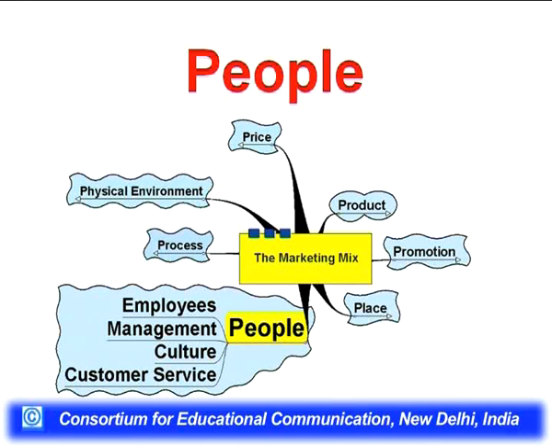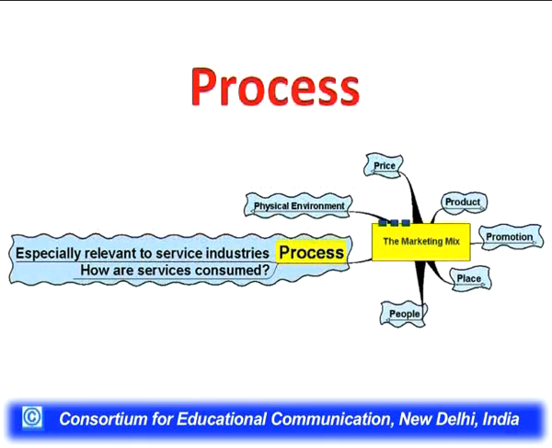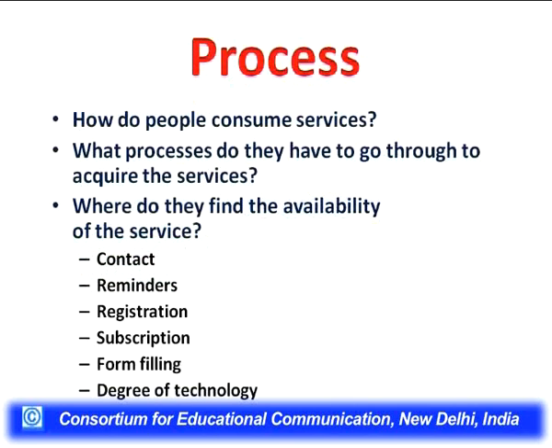Now we have people: employees, management, culture and customer service. People represent the business. We are to satisfy the people and the society. And now this covers the discussion on people. Process is especially relevant to service industries. The process is what is being used to satisfy the customer in the service industry. How is the service consumed? So this covers the process part.